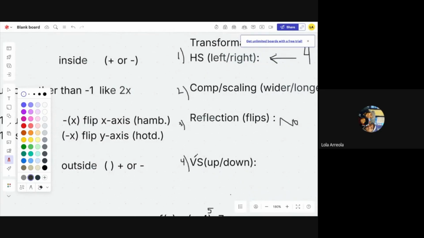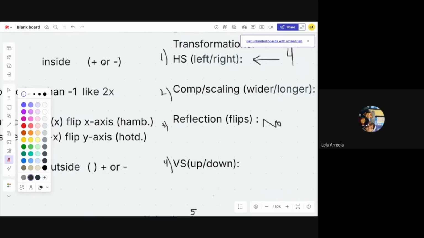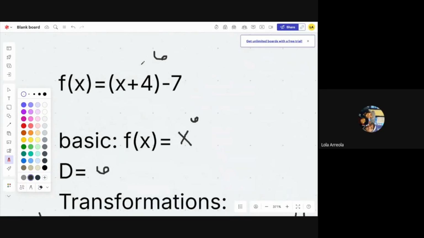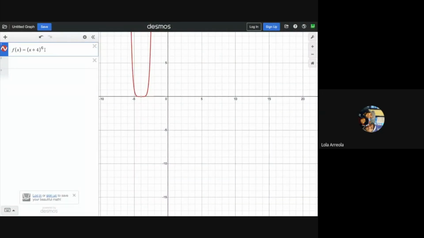Now I have a vertical shift when I add or subtract outside parentheses. So going back here, that -7, what is it doing to my graph? Now let me fully graph the entire function. Do you see how first it was close to the origin without any transformations? Then with that +4 inside parentheses, I have a horizontal shift where my graph moves to the left 4 units.